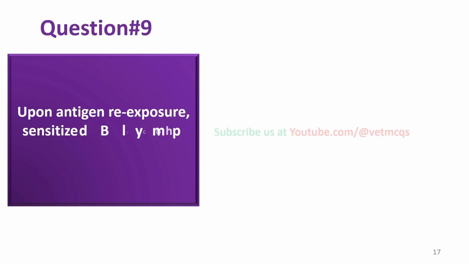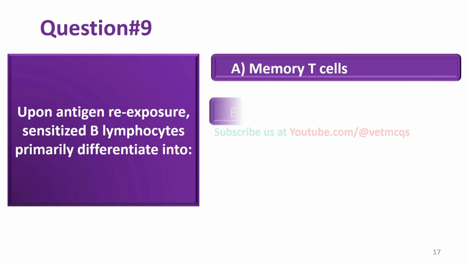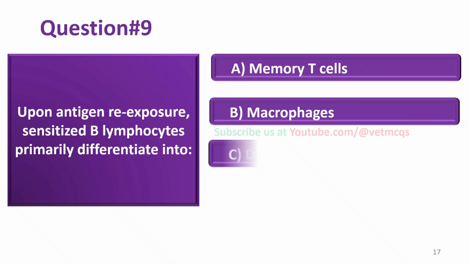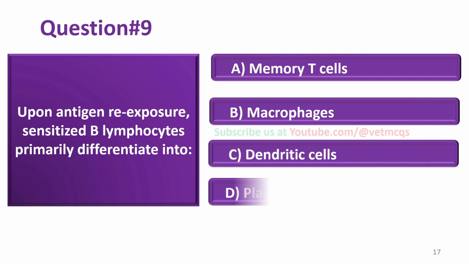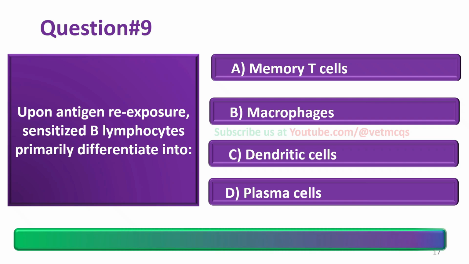Upon antigen re-exposure, sensitized B lymphocytes primarily differentiate into memory T cells, macrophages, dendritic cells, plasma cells. And the correct answer is option D, that is plasma cells.